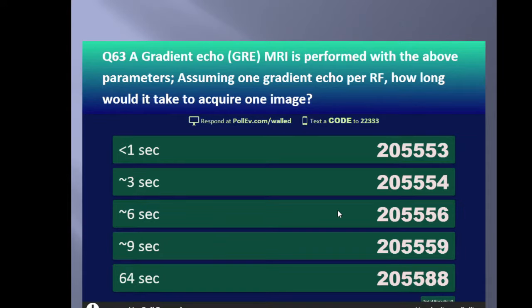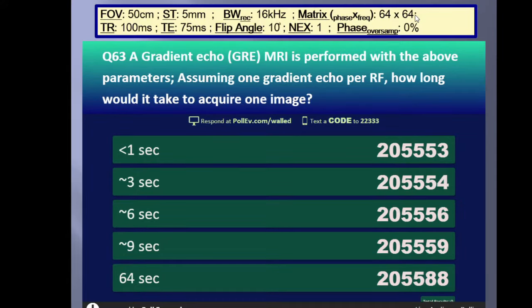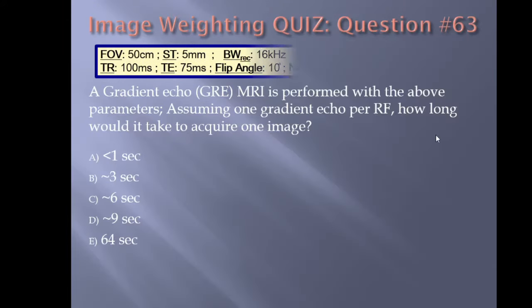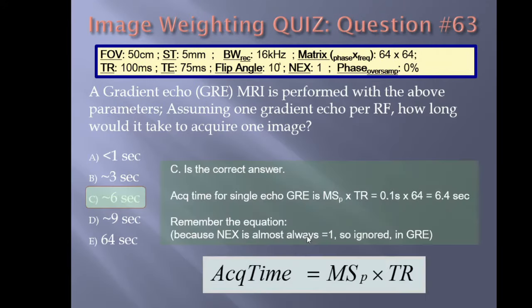Okay, next. Gradient echo with the following parameters. One gradient echo per RF, so it's not a multi-echo gradient sequence. How long does it take to acquire one image? Salient numbers are the matrix size, which is 64 by 64, and the TR, which is 100 milliseconds. Note, as expected, the NEX is 1. So that's about 6 seconds, right? 6,400 milliseconds, so 6.4 seconds. It's just the number of phase encoding steps times the TR. NEX, of course, as expected, is 1.